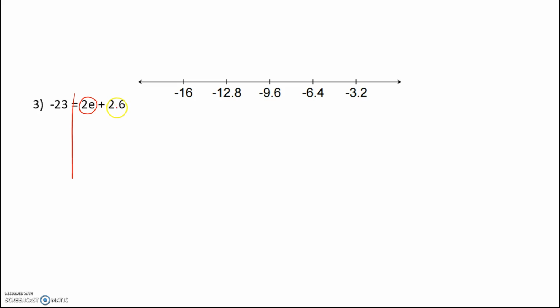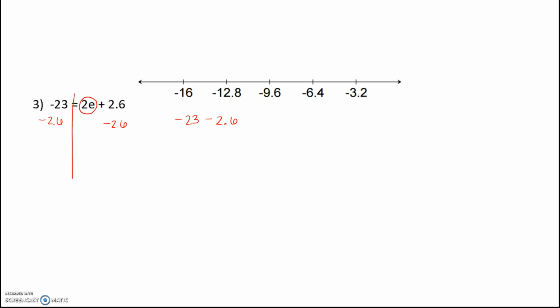So I need to get rid of this adding 2.6. So I'm going to subtract 2.6 from both sides. Okay, so anytime I have a negative over here where I'm subtracting a bigger number, I need to write this out from left to right because I don't want to get confused. So I'm saying negative 23 minus 2.6.